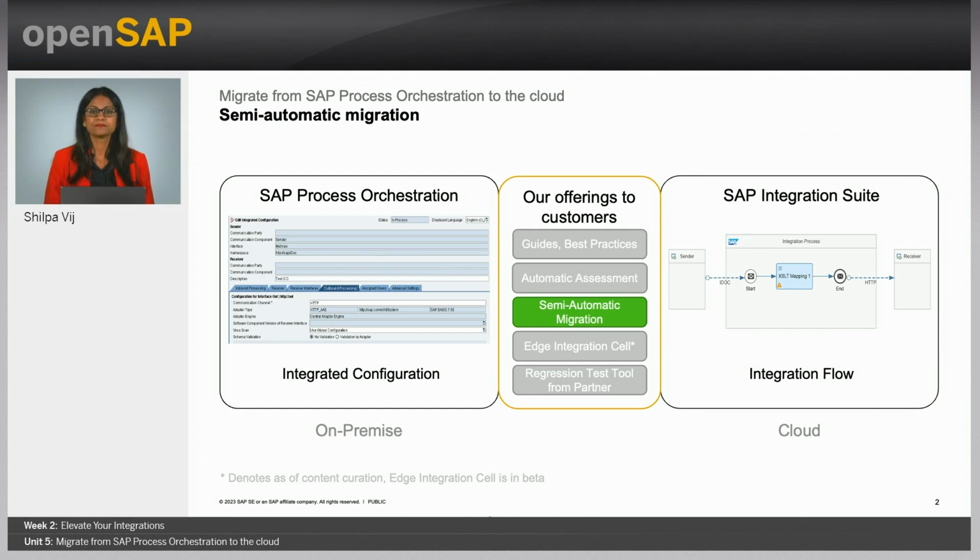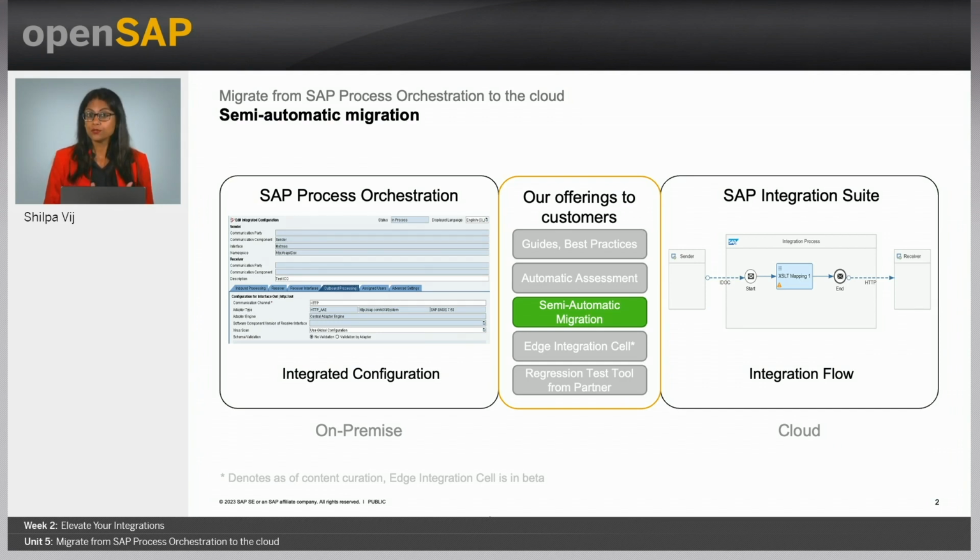Hello and welcome to Unit 5, Migrate from SAP Process Orchestration to the Cloud. In this unit, we will talk about the actual migration of the process orchestration scenarios using the migration feature in cloud integration. Now that you have automatically assessed your current landscape and got the effort estimation of SAP PO scenarios, you would want to migrate them to Integration Suite.